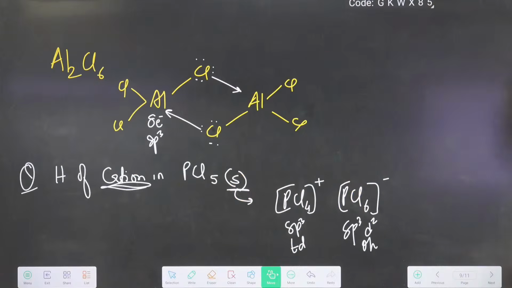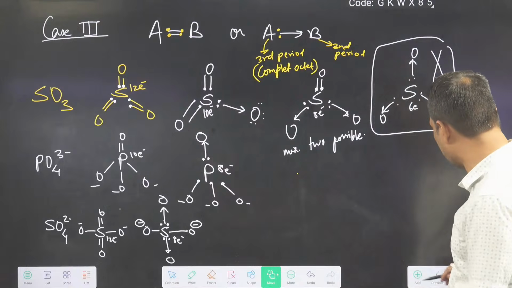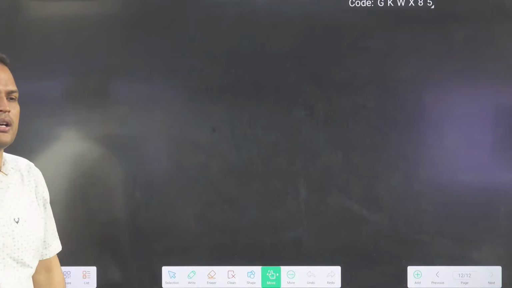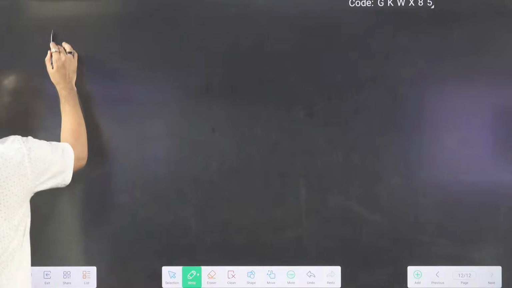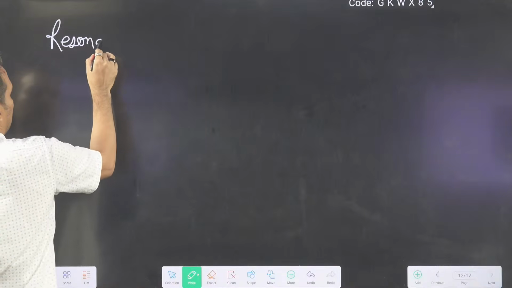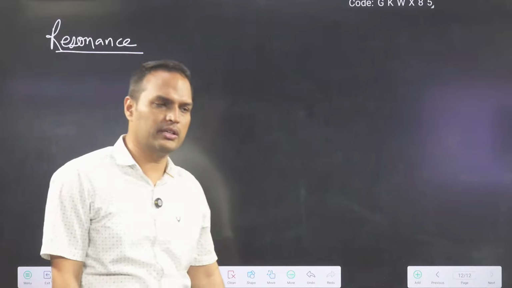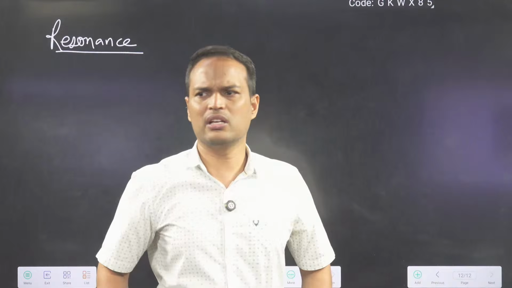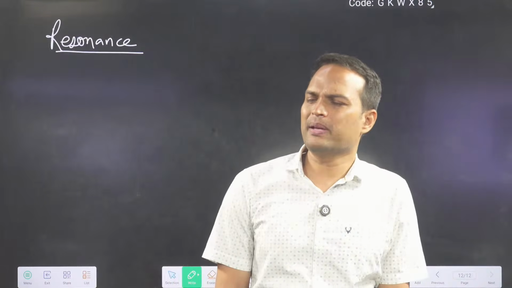I think the coordinate bond heading is also not there in NCERT. Have you seen the heading of coordinate bond in NCERT? You will say no. The next topic is resonance. That is not there either. So we have done so much; we have given you 3 cases. So the next topic is resonance.